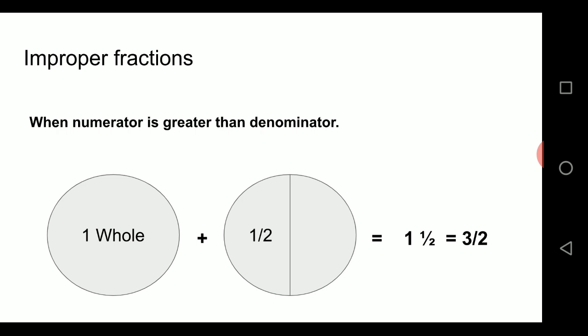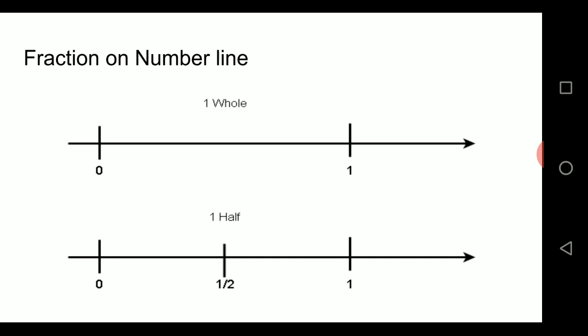For now it will be confusing for you, but you will understand it as soon as you see the number line. So here is a number line and fractions on the number line. When I don't divide my whole, I don't do anything, then 0 to 1 represents one whole, one complete whole without any breaks or any fractions.